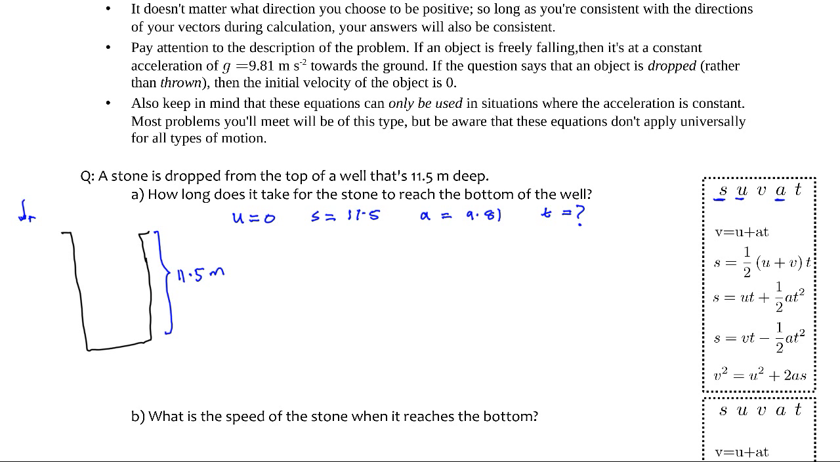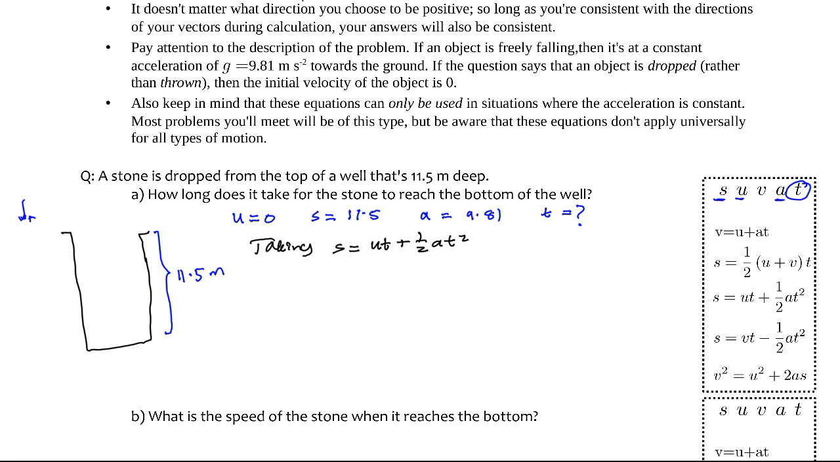So now I want to find t, and I want an equation that has these quantities s, u, a and t. That is the equation that doesn't have a v. So which one is that? That would be s is equal to ut plus half at squared. I want to find t, so I take the equation s is equal to ut plus half at squared.